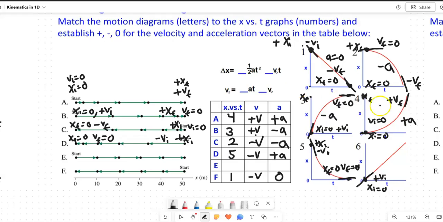The final one is pretty easy. It's just got the same final velocity as the initial velocity. I'm going to say this is positive acceleration. This acceleration is going to be equal to 0 since it's a straight line. And the final position is also positive. So that looks like E is going to be 6.